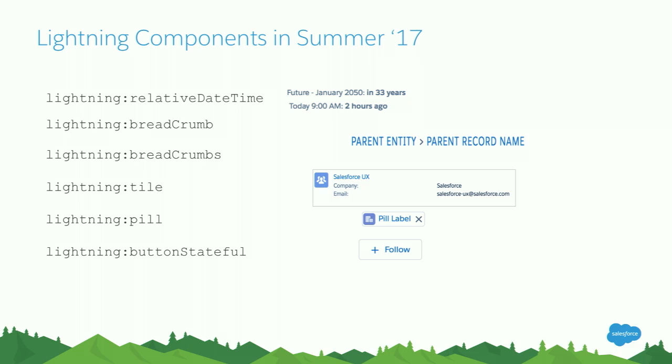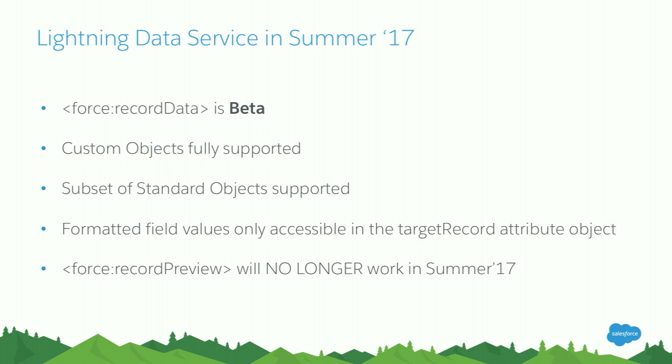These are the new base components that are going to be available with Summer 17. I'm not going to go through the whole list, but you can look at our release documentation and look forward to working with them with the summer release. There's a couple of things to note about Lightning Data Service. It is going to be beta in Summer 17. Custom objects are fully supported, but a subset of standard objects are supported, which is one of the reasons it's beta. For a full list, you can look at our online documentation so that you know what's available through Lightning Data Service and what isn't yet.